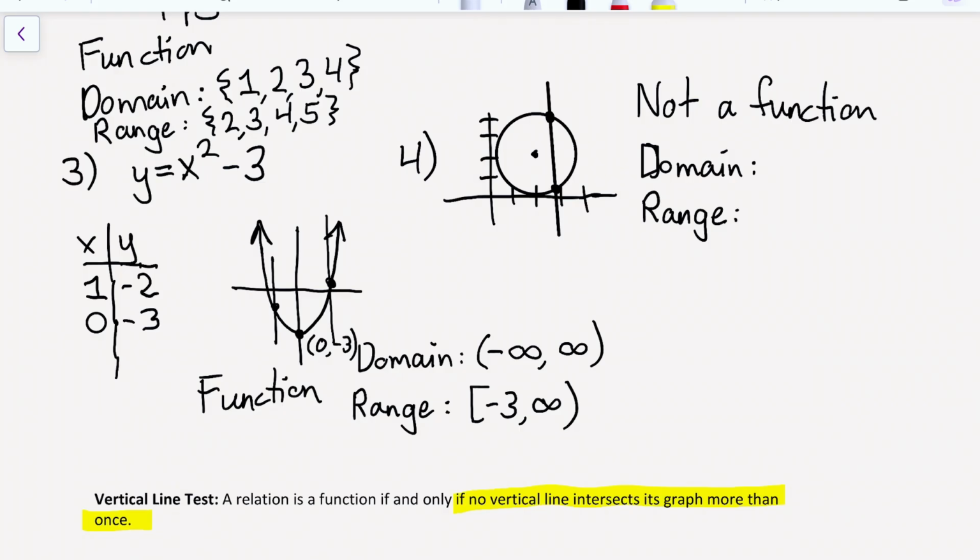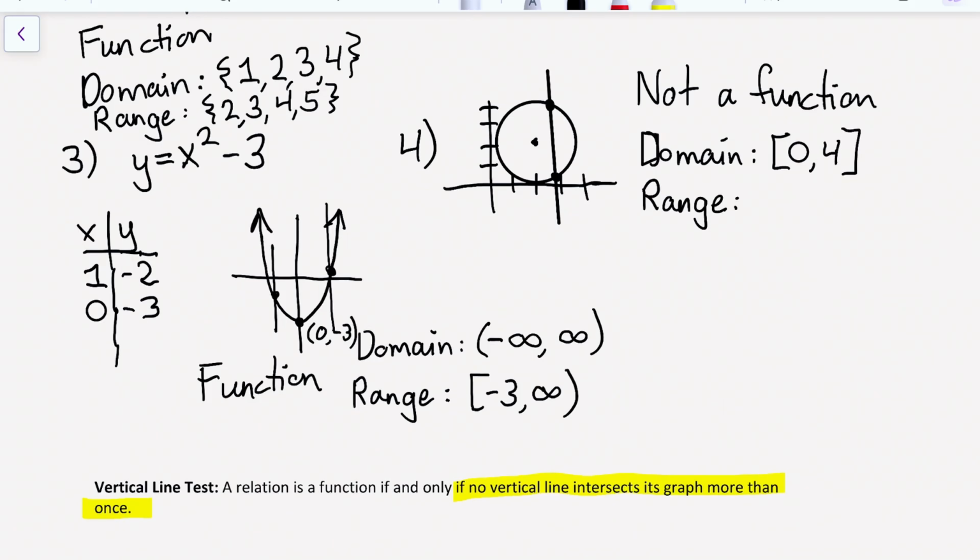The domain is the x values, and as I look at this graph, it looks like the x values from 0 to 4 are represented on the graph. This is using the horizontal axis. The range is the y values, using the vertical axis as our numbers. And so as I look at this, again, it looks like the y values from 0 to 4 are represented on this graph.